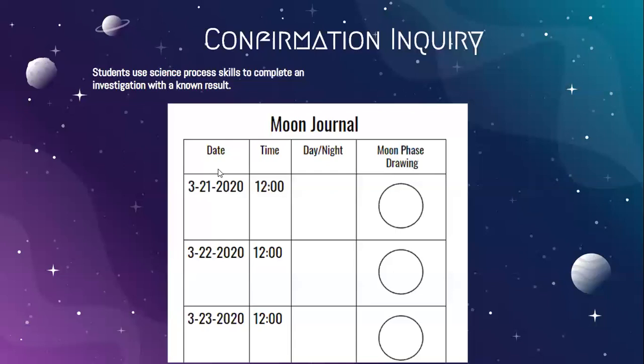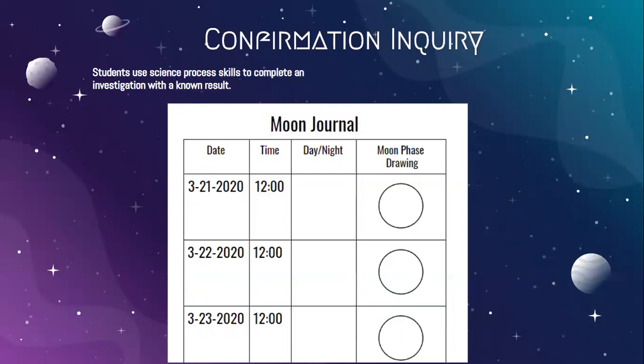So where does the confirmation inquiry come into play? Well, remember, confirmation is whenever teachers provide the investigatable question, teachers provide the method in which they're going to do the investigation, and usually the results are already known to students, right? And so in this particular activity, students are going to be provided with a moon journal, and they're going to observe how the phases of the moon change throughout the month. And so that's kind of the investigatable question: the moon's phases throughout the month. What do they appear like?